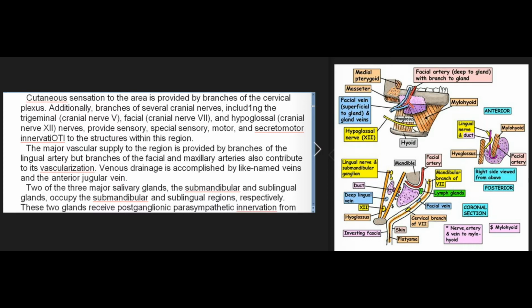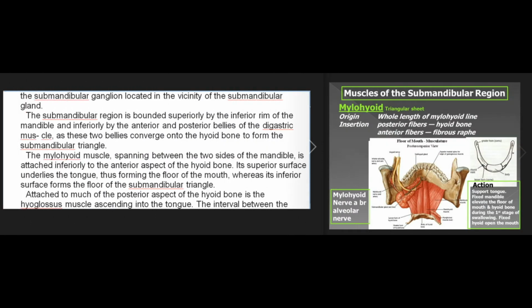The major vascular supply to the region is provided by branches of the lingual artery, but branches of the facial and maxillary arteries also contribute to its vascularization. Venous drainage is accomplished by like-named veins and the anterior jugular vein. 2 of the 3 major salivary glands, the submandibular and sublingual glands, occupy the submandibular and sublingual regions, respectively. These 2 glands receive postganglionic parasympathetic innervation from the submandibular ganglion located in the vicinity of the submandibular gland.